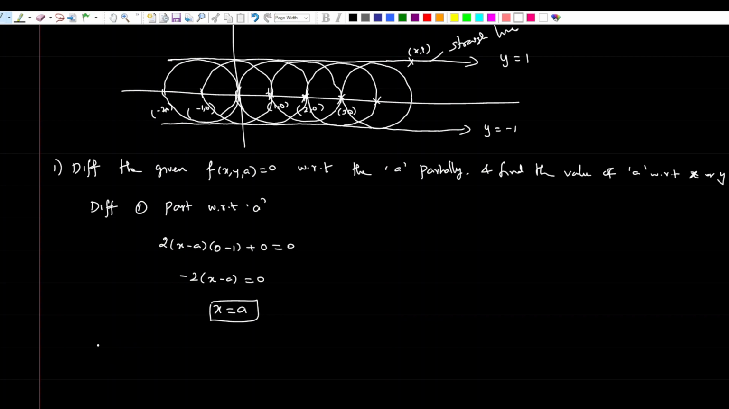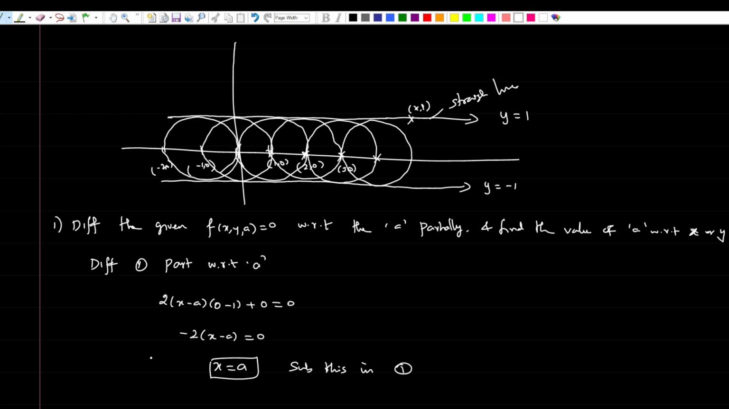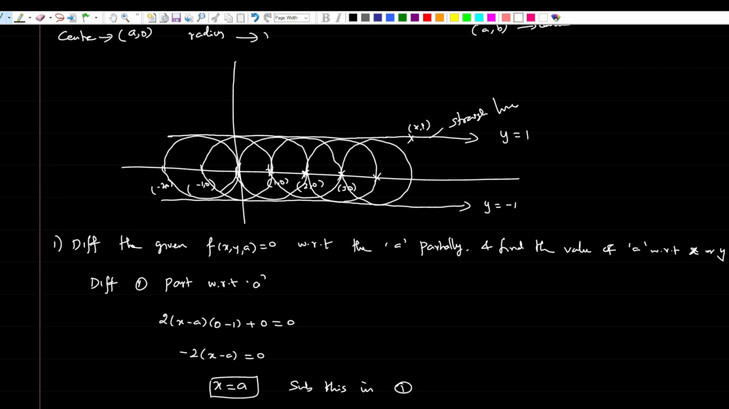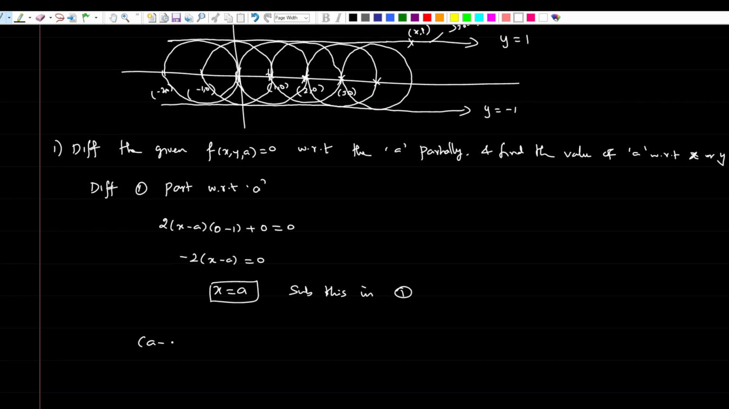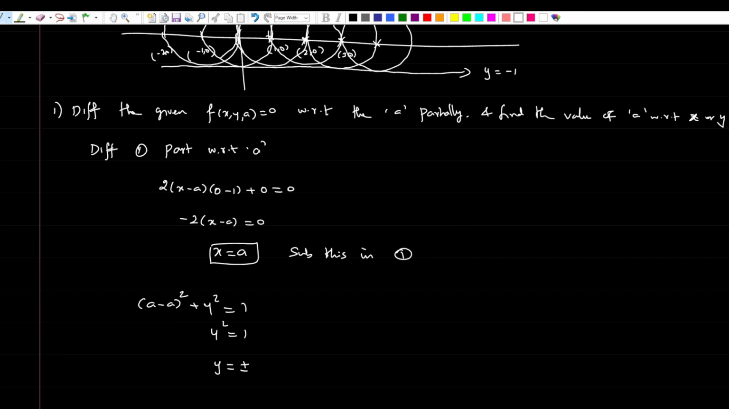Now substitute this a equal to x in equation number 1. What is equation number 1? x minus a the whole square plus y square equal to 1. When you replace x by a, we will get a minus a the whole square plus y square equal to 1. Therefore y square equal to 1, and we are getting y equal to plus or minus 1. This is the envelope of x minus a the whole square plus y square equal to 1.